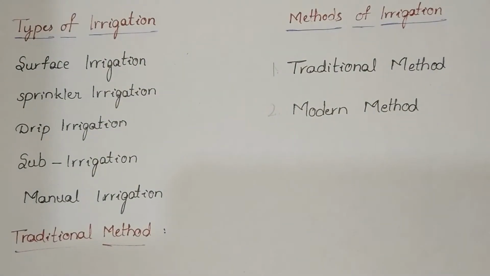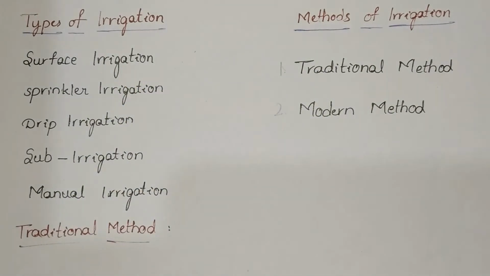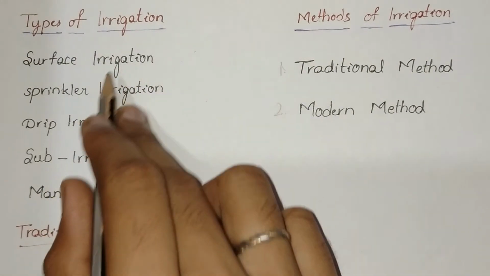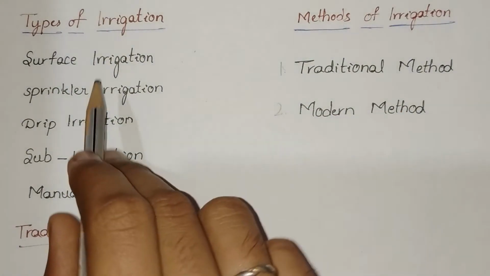What is surface irrigation? In this system, no irrigation pump is involved. Here, water is distributed across the land by gravity. It is known as surface irrigation.